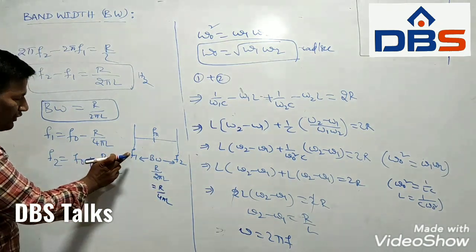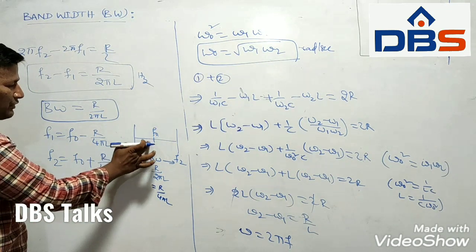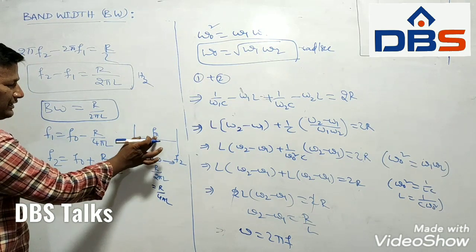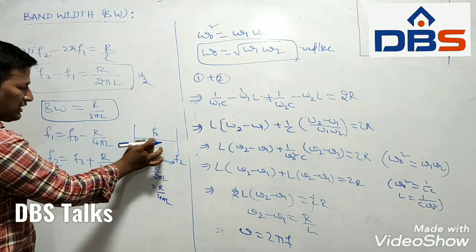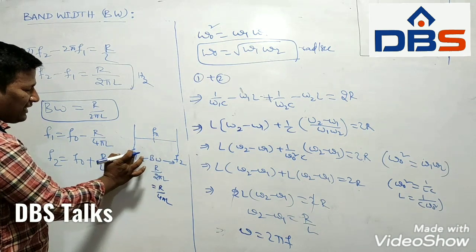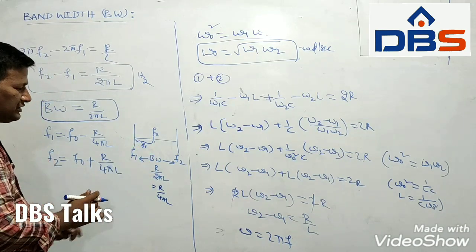Now we have to find f1. To find f1, we know f0. We know f0, we don't know this value. So f0 minus f1. Sorry, f0 minus half the bandwidth is nothing but this f1.